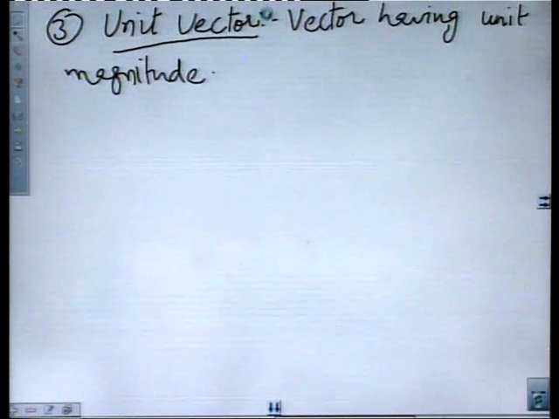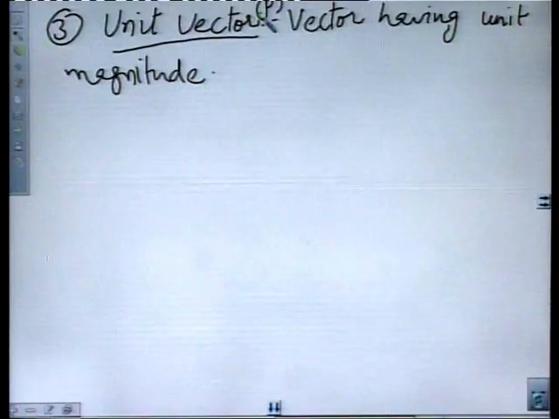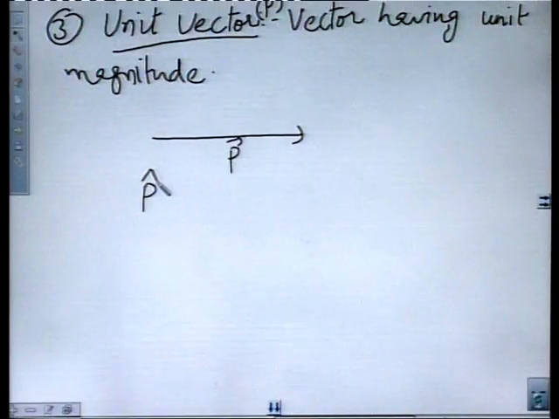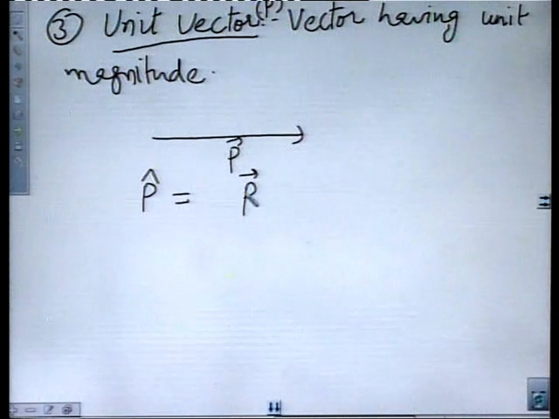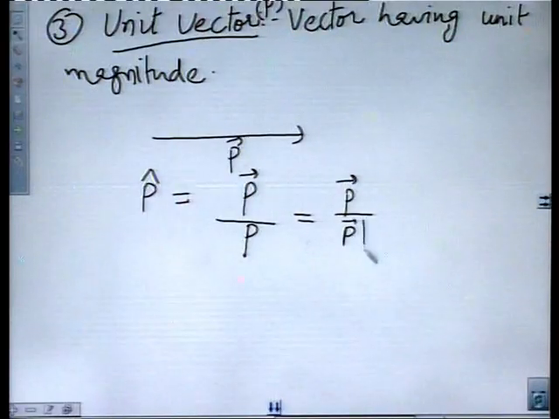It is denoted by p cap. Suppose we have a vector p vector and we have to take its unit vector, then the unit vector of this p vector is denoted by p cap. It is equal to the vector itself divided by its magnitude p. This can also be written as p vector upon magnitude of p vector p.